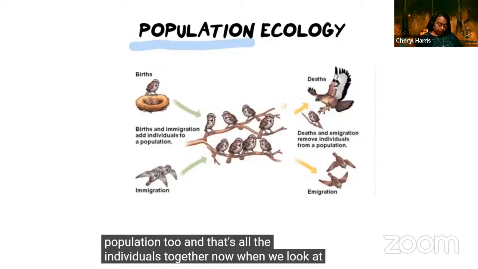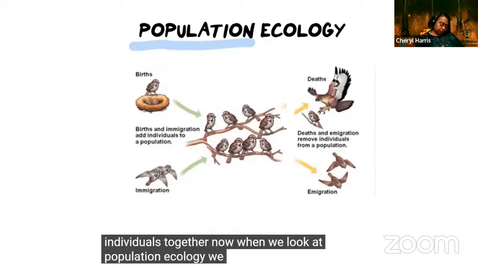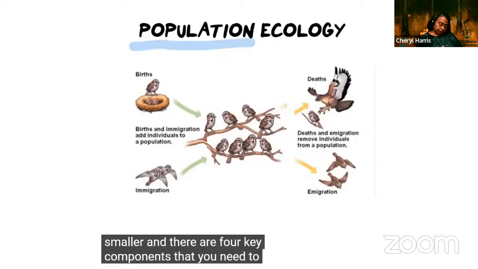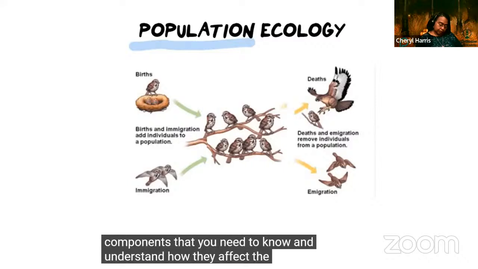Now, when we look at population ecology, we specifically focus in on the things that affect their numbers. So what is making the population bigger? What is making the population smaller? And there are four key components that you need to know and understand how they affect the population.